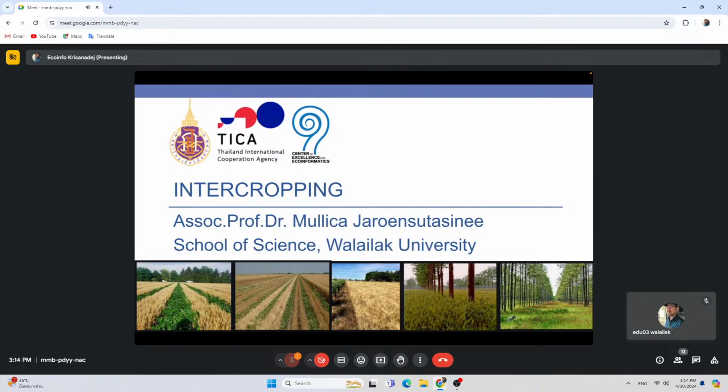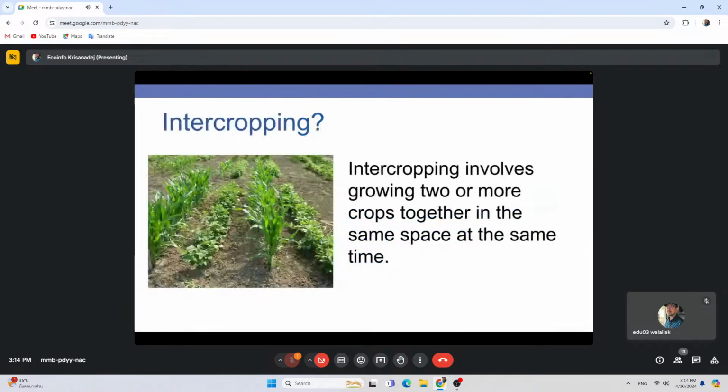For intercropping, next slide please. For crop rotation, you plant different crops at different times of the year. But with this, you plant two or more at the same time. They call it intercropping. So you plant this legume with the maize or something like that, in the same space and at the same time, but usually in different rows. Next slide, please.